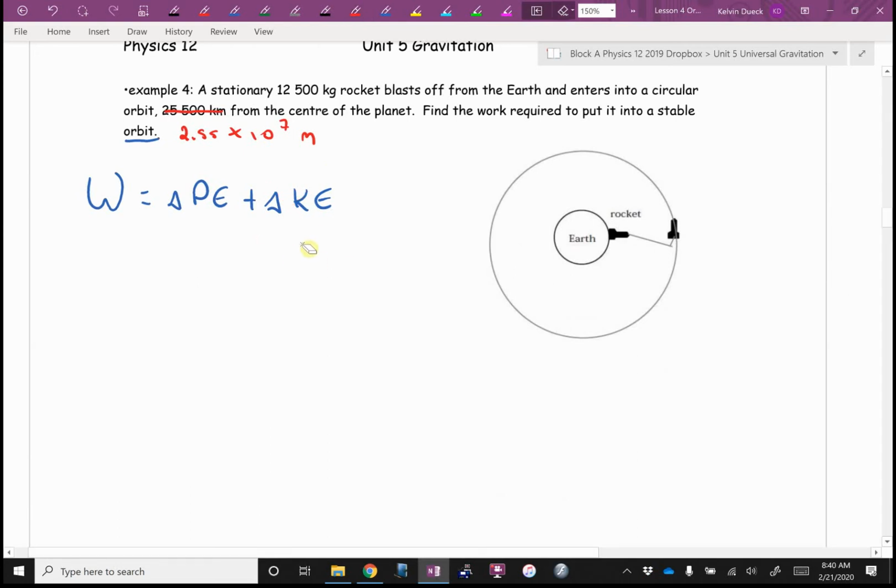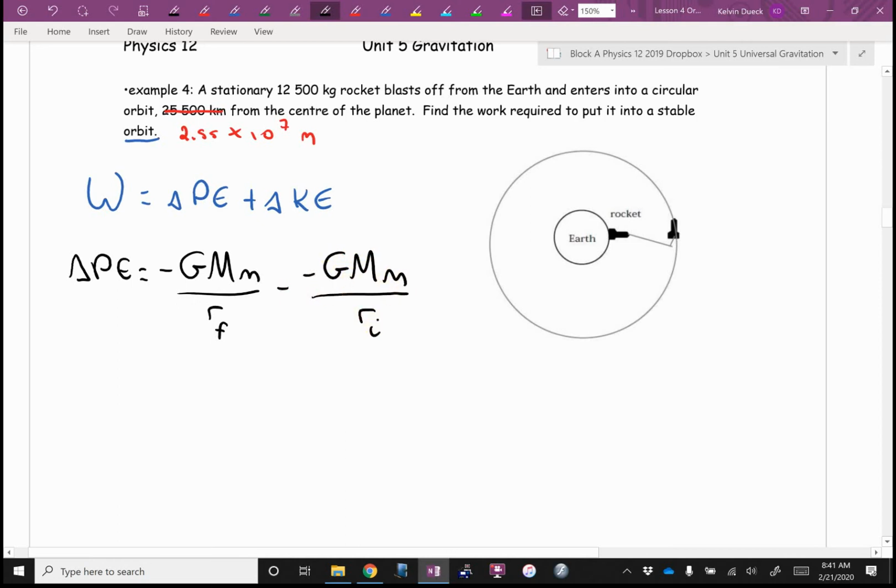So I can't do that. Why? Because, Kath, I'm in a stable orbit. I must have some potential energy, some kinetic energy. We're going to find each of these separately. Chris, which one do you want to find first? I don't care. Pick. Change in potential? So change in potential is going to be negative big G, big M, little m over R final minus negative big G, big M, little m over R initial. I have a minus minus, which is a plus. I'll do that on the next line.